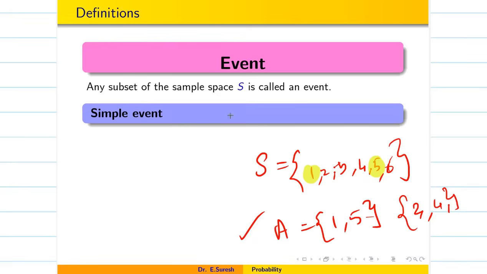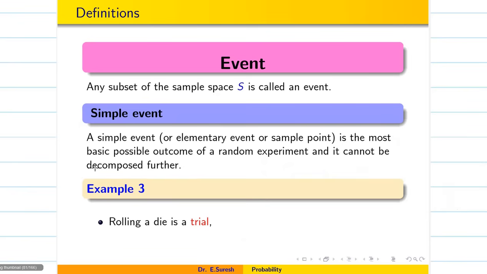So now events are divided into 2 types. One is called a simple event, the other one is a compound event. Let us see what is meant by a simple event. So rolling a die is a trial, and getting 2 is an event. When people say event, sometimes they say simple event, both are the same.